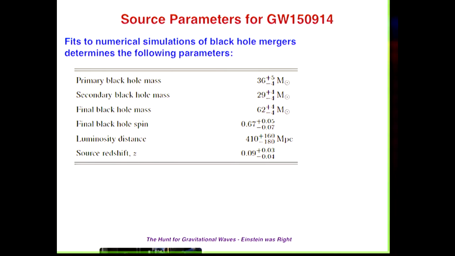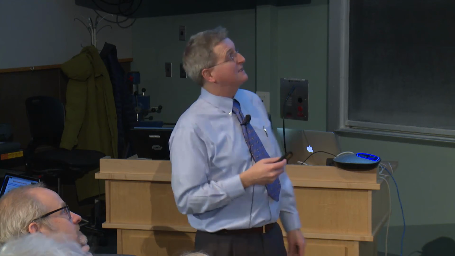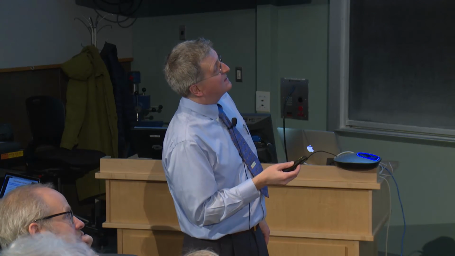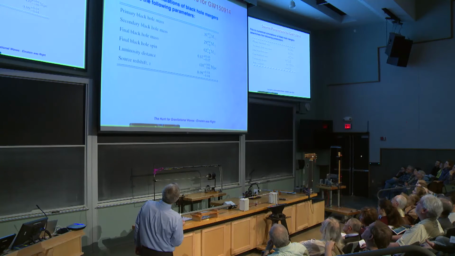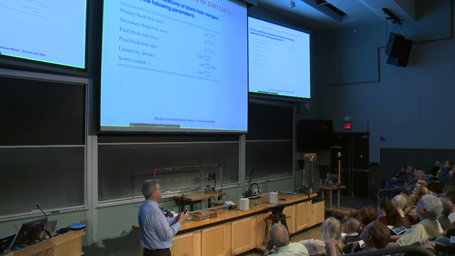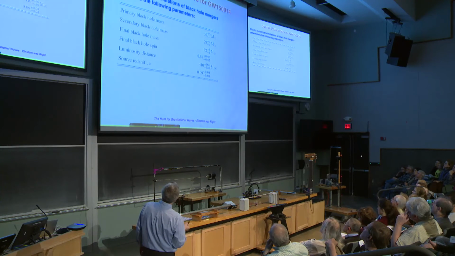All right, so now here are the reconstructed parameters from the system. If we look at that waveform, we can fit it to our analytic approximations to what we expect, and then we can use numerical relativity to confirm those more precisely. And what we conclude from that is that the heavier black hole had a mass of 36 solar masses, 36 times the mass of our own sun. The other one had a mass of 29 solar masses, and the final black hole, the one that was formed from the collision of these two black holes, had a mass of 62 solar masses.